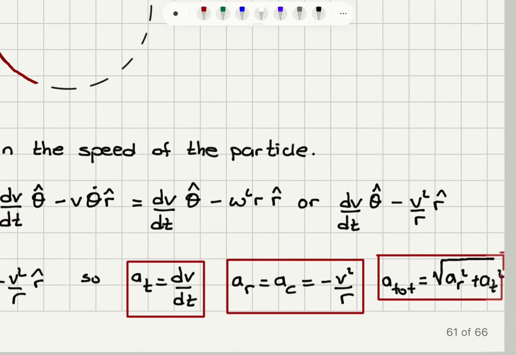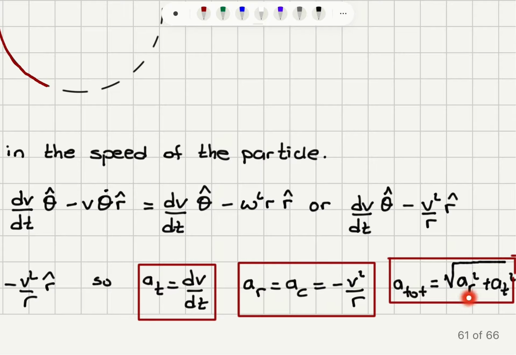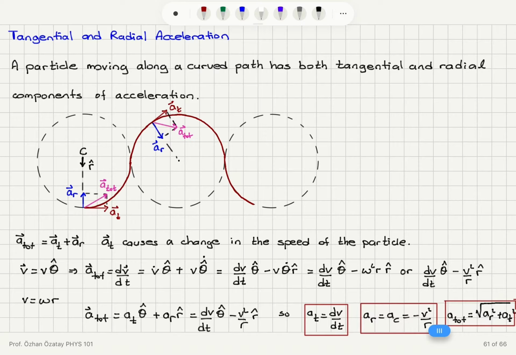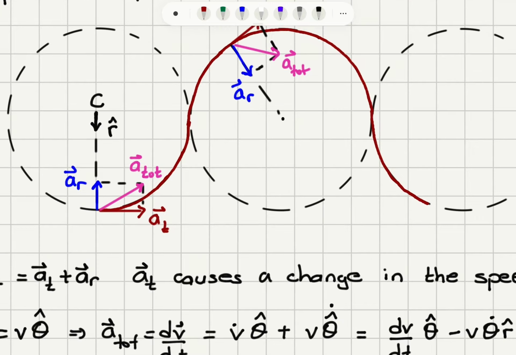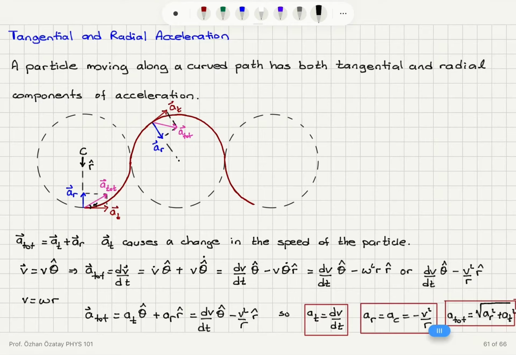How do I calculate the magnitude of the total acceleration? It's the square root of the radial part squared plus the tangential part squared, and I can find its direction. If you look at the tangent of this angle, that would be a_r divided by a_t. So let's put an angle alpha here to show the direction of the total acceleration, and you can see that tangent alpha is the radial part divided by the tangential part.